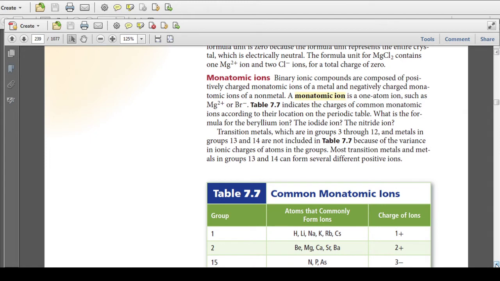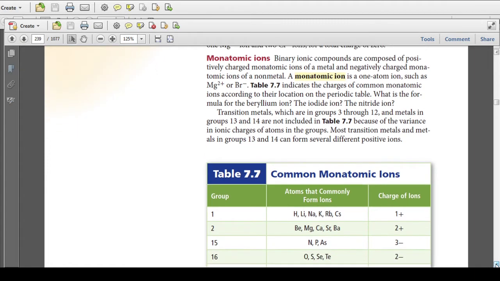Binary ionic compounds are composed of positively charged monoatomic ions of a metal and negatively charged monoatomic ions of a nonmetal. A monoatomic ion is a one-atom ion, such as magnesium or bromide. Table 7.7 below indicates the charge of common monoatomic ions according to their location on the periodic table. What is the formula for the beryllium ion, the iodide ion, and the nitride ion?